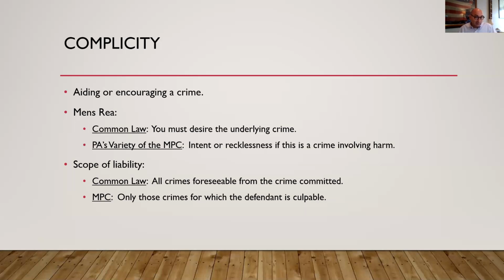I intend the bank to be robbed. I've helped him go rob the bank. Felony murder requires no mens rea with regard to the killing. Am I complicit in an act of felony murder? That's a really, really hard question.